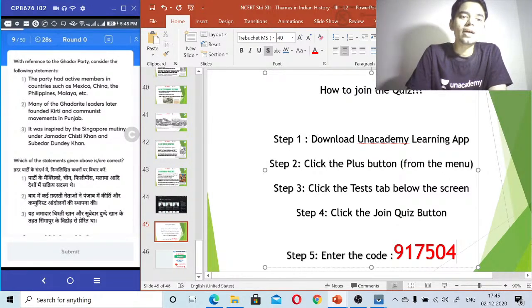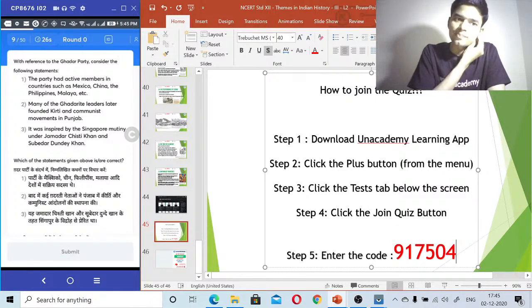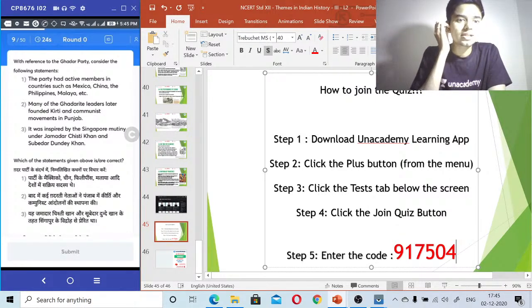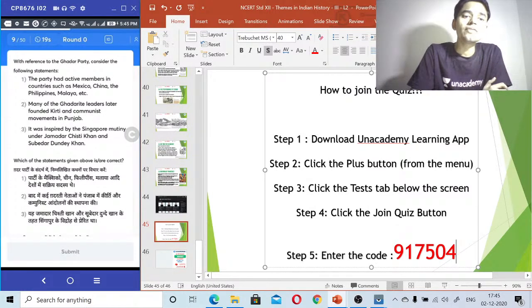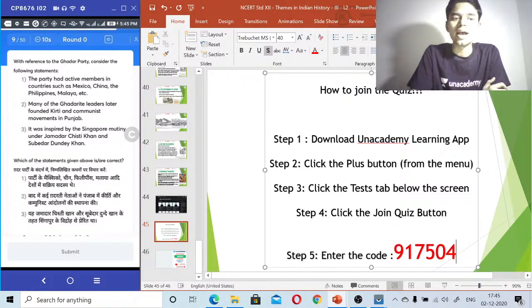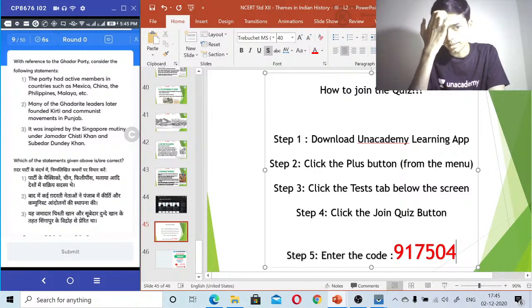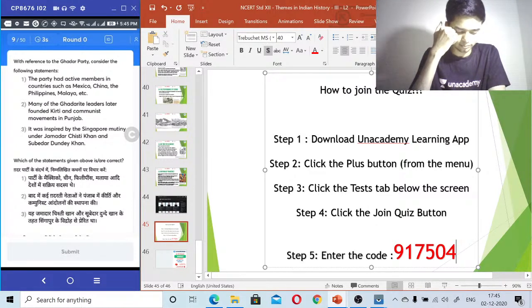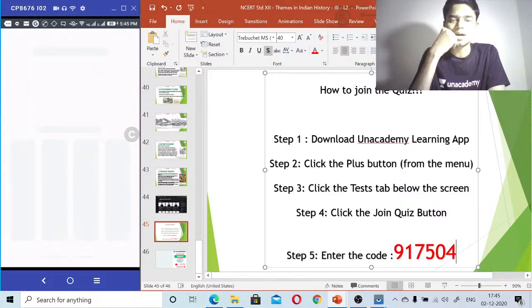9th question. With reference to the Ghadar party, consider the following statements. 1. The party had active members in countries such as Mexico, China, Philippines, Malaya, etc. 2. Many of the Ghadarite leaders later founded Kirti and communist movements in Punjab. 3. It was inspired by Singapore mutiny under Jamadar Chisti Khan and Subedar Dunde Khan. Choose the correct answer. Regarding Ghadar party, which of these statements is or are correct?